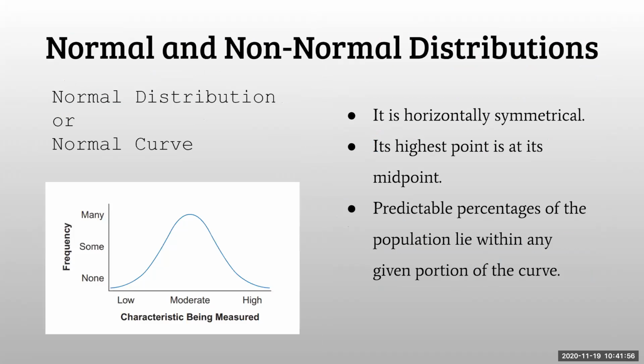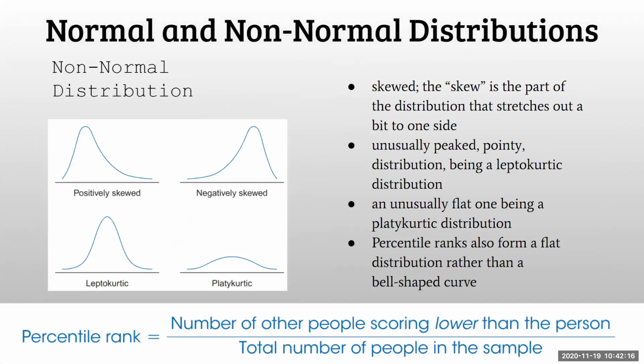Moving on to normal and non-normal distribution. The graph here shows a normal distribution, or a normal curve, where we can see it's horizontally symmetrical, the highest point is at its midpoint, and predictable percentages of the population lie within any given portion of the curve. In contrast, for non-normal distributions, there are mainly three types of graphs. The first is skewed. The skew is the part of the distribution that stretches out a bit to one side. As we can see from the first two graphs, it is sometimes positively skewed or negatively skewed.